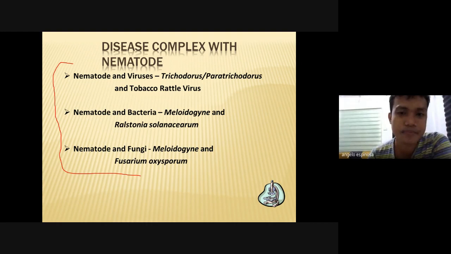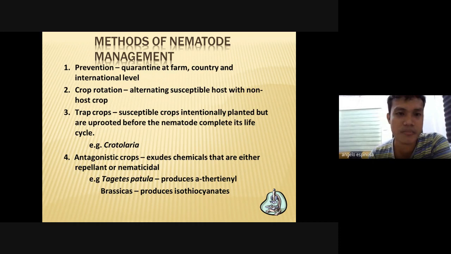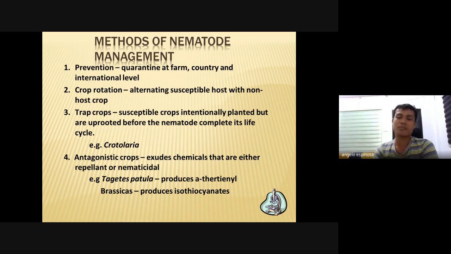And next we have the methods of nematode management. First is prevention. Quarantine at farm, country, and international level. Next is crop rotation. It's very important. Alternating susceptible host with non-host crop. That's why after planting rice, hintayin muna ng ilang araw, ilang buwan, bago ka magtanim ulit. Kailangan kasi matanggal yung mga susceptible host doon. Trap crops. Ibig sabihin, after mo ma-harvest yung isa, pwede kang mag-plant ng ibang crops na trapping, na pwedeng ikamatay o ikahilo ng nematodes. That is a trap crop.